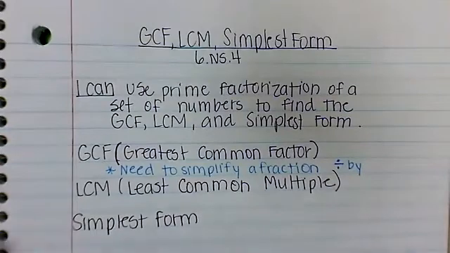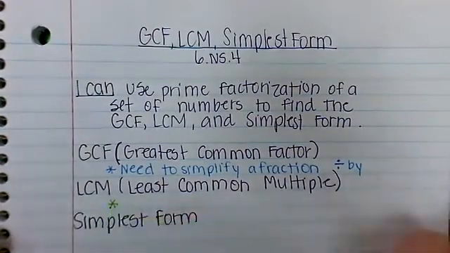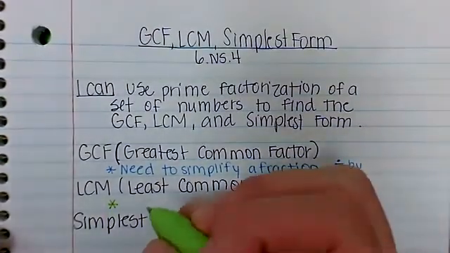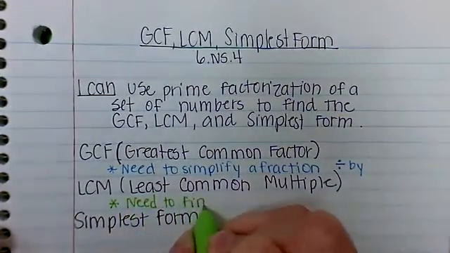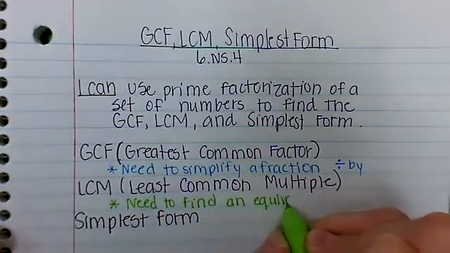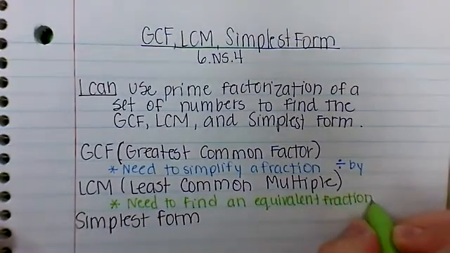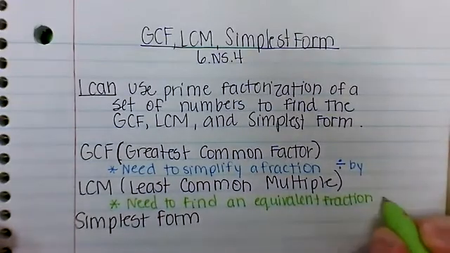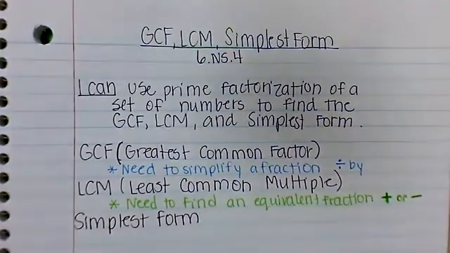Least common multiple is LCM. You need to find LCM whenever you need to find an equivalent fraction. So this is when you need to add or subtract fractions, because you remember the denominator has to be the same.